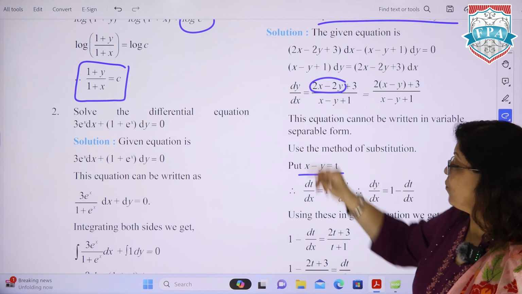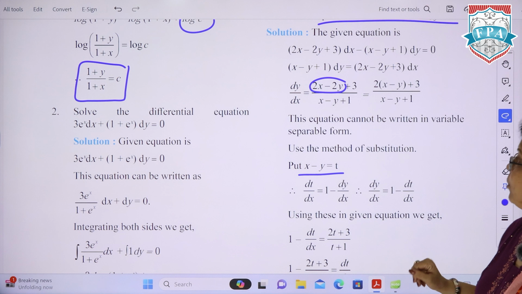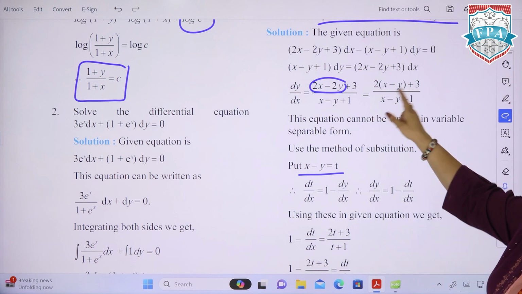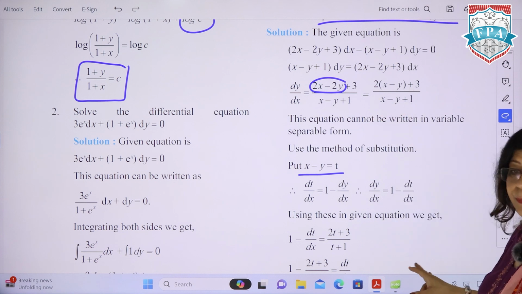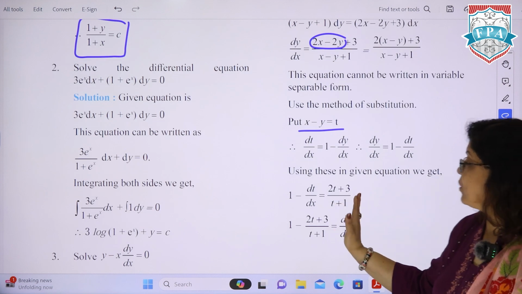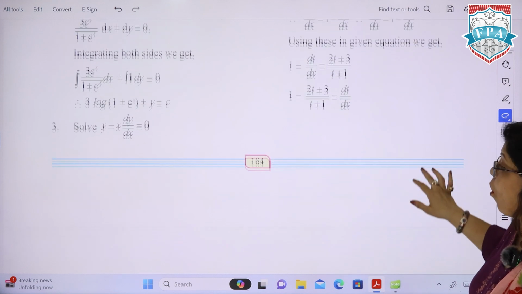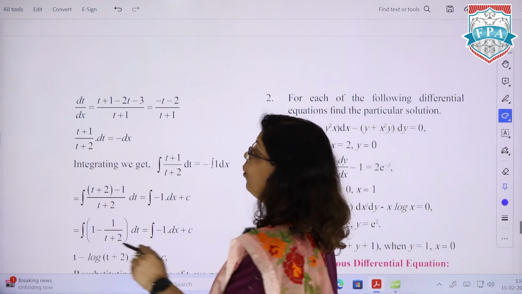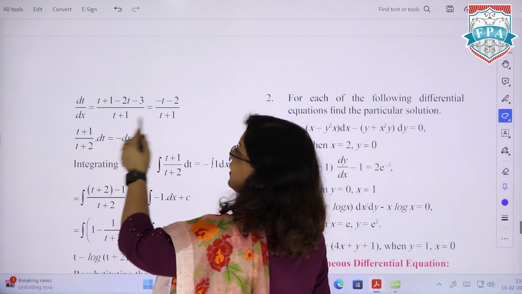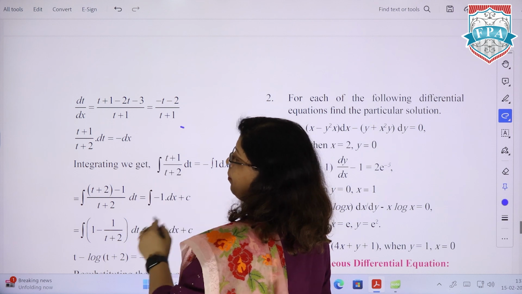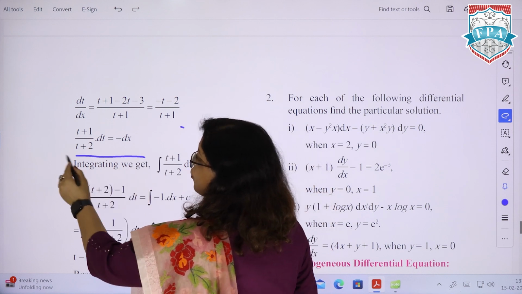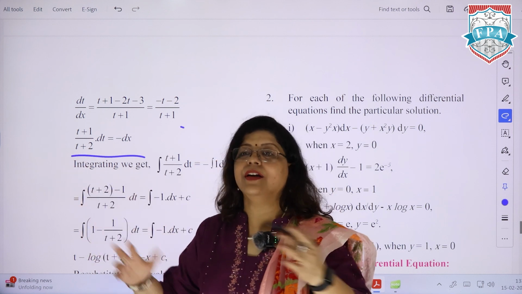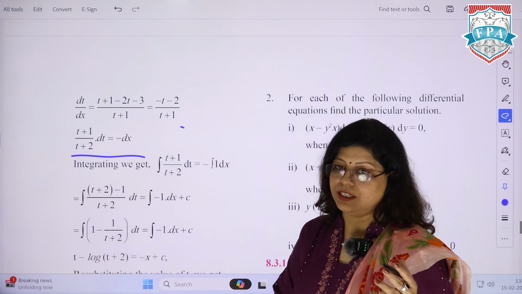So dy by dx will be substituted as 1 minus dt by dx. This part will become 2t plus 3 by t plus 1. Shift this one thing and then solve to come to the answer. Once you solve this, now you are left with dt by dx is minus t minus 2 upon t plus 1, and switch the t's to one side and dx or the x variable to the other side.